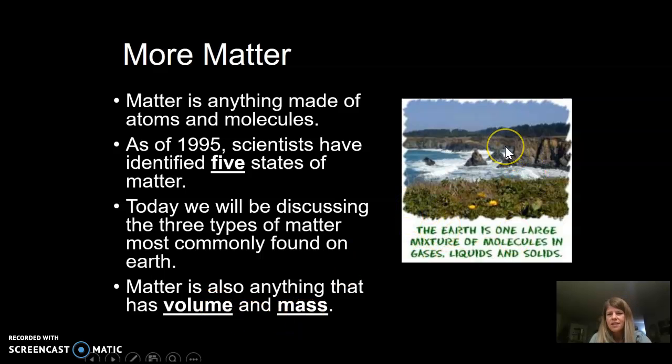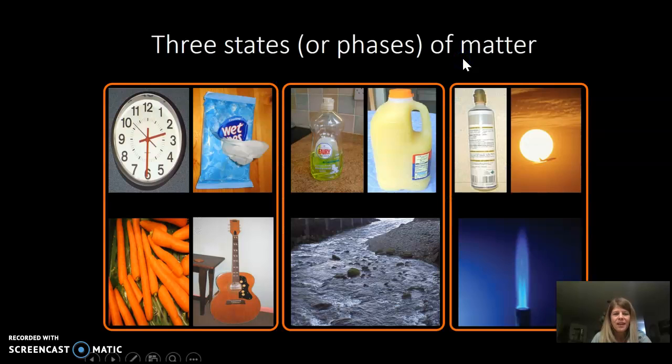Let's look at this picture. It says the Earth is one large mixture of molecules and gases and solids and liquids. Those are the 3 types or phases that we're going to be talking about today. All right. So we have 3 phases of matter, or 3 states is another way that you can say it. Okay. The first state is a solid. There's also the liquid state and a gas state. Let's talk a little bit more about solids, liquids, and gases.